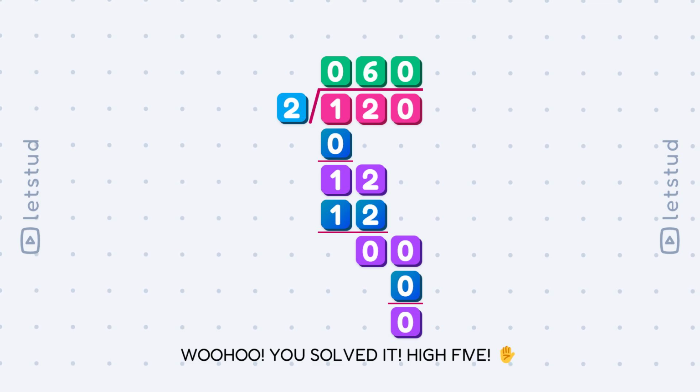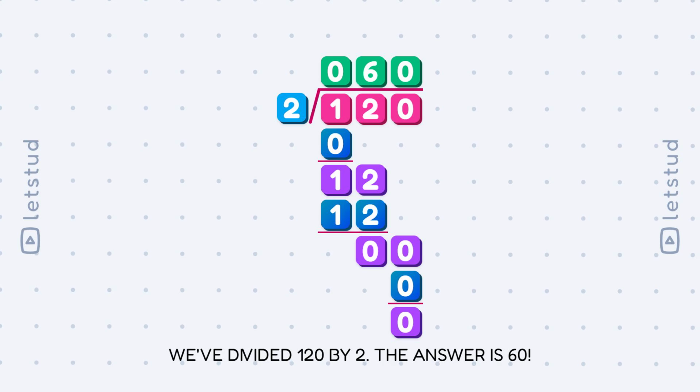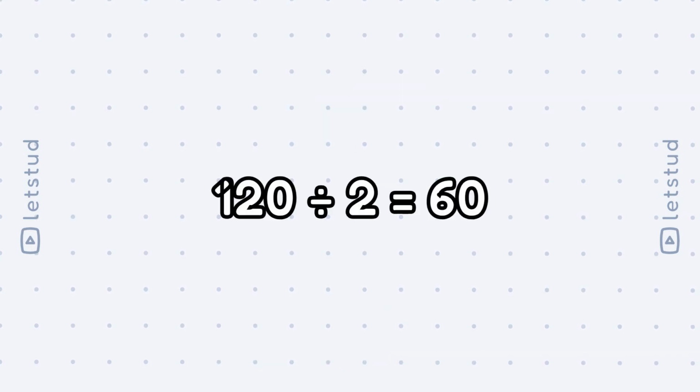High five, raised hand. We've divided 120 by 2. The answer is 60. So 120 divided by 2 equals 60. We just crushed long division, turning 120 into 60 by dividing by 2.